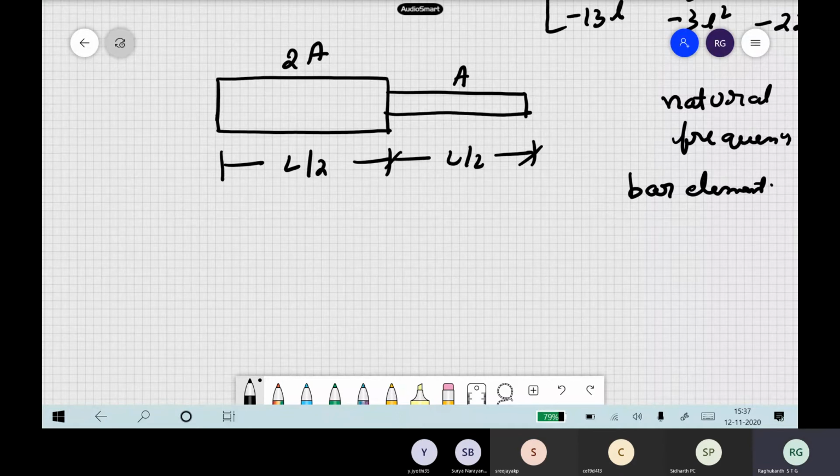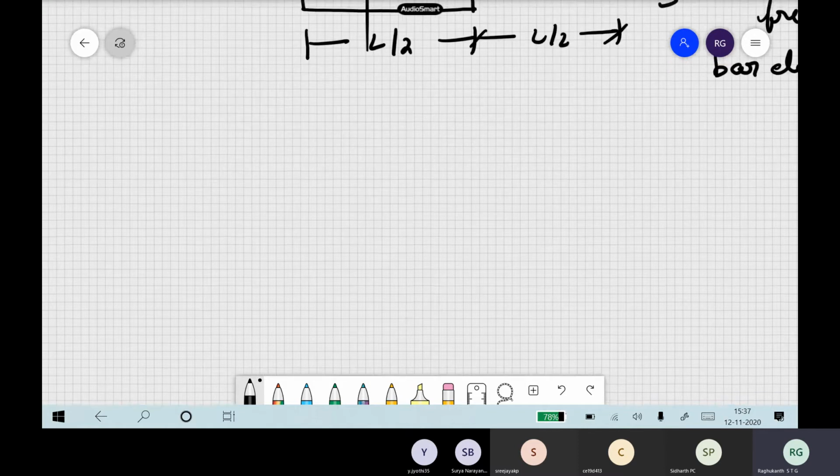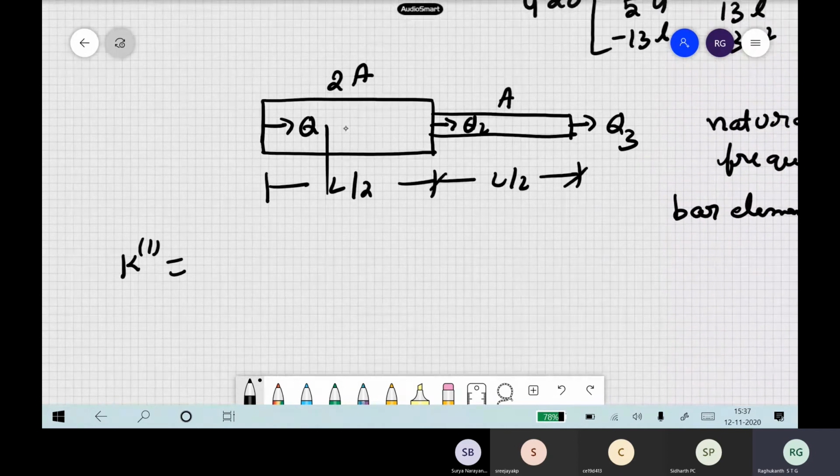Degrees of freedom. Yes, these are bar elements, so you have to divide it into a number of elements. Divide this into 2 elements, say. So Q1, Q2, and then Q3. These are my degrees of freedom. Now you have to write the mass matrix and stiffness matrix. This is element number 1 and this is element 2. Only the area is different.